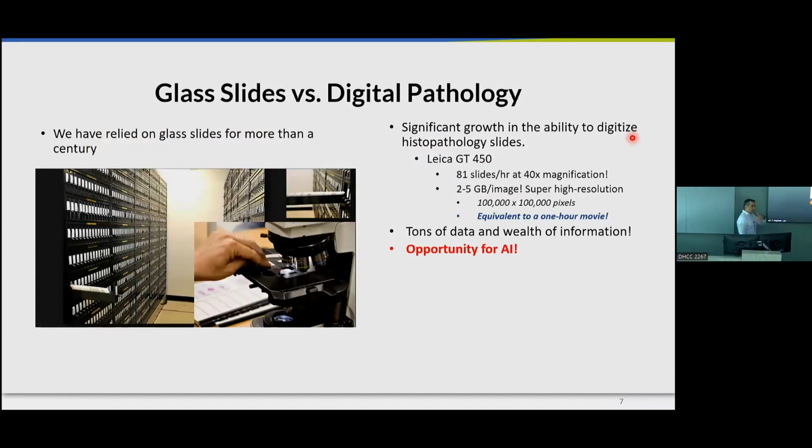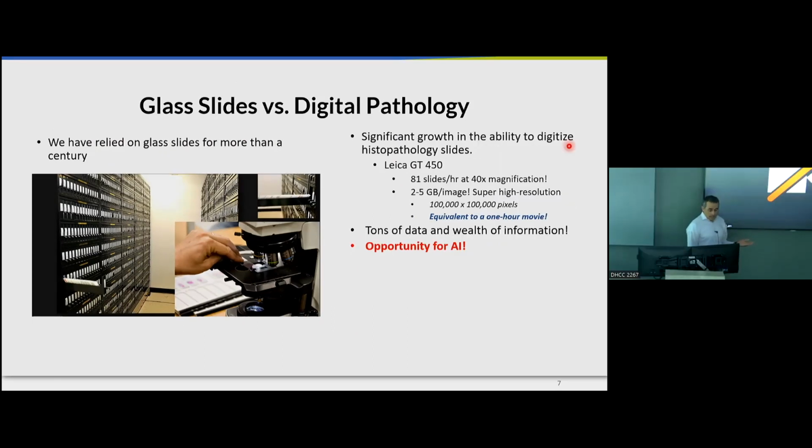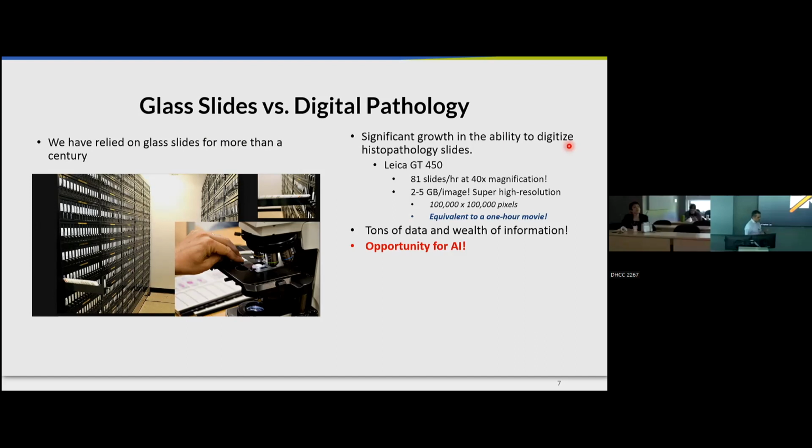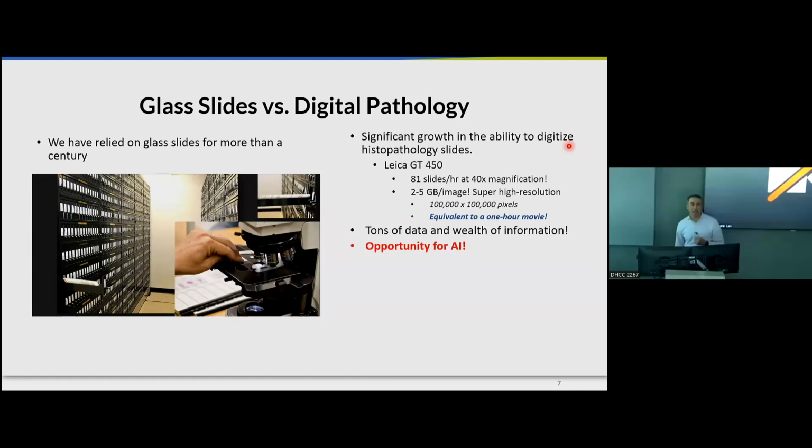In the past 100 years, we've relied on glass slides, and that's still the case. For that reason, we have lots of archival material in hospitals, and by law we have to keep them. But there has been significant growth in our ability to digitize histopathology slides. If you get one of these next generation slide scanners, one is the Leica 450 as an example, it can scan 81 slides, I think, in 1 hour at 40x magnification.